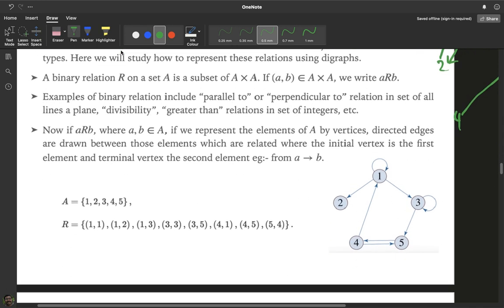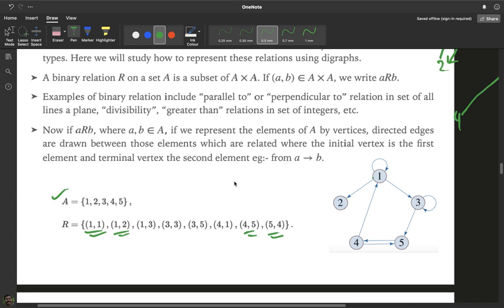Here A was the set 1, 2, 3, 4, 5. Here 1 was related to 1, so we draw a self loop at 1. Similarly 1 is related to 2, so we draw an edge from 1 to 2. You can also see that 4 is related to 5, so the edge was drawn from 4 to 5. Similarly 5 is related to 4, so an edge was drawn from 5 to 4. Like that you can try to draw the diagram corresponding to this binary relation. This is how we represent binary relations using diagrams.